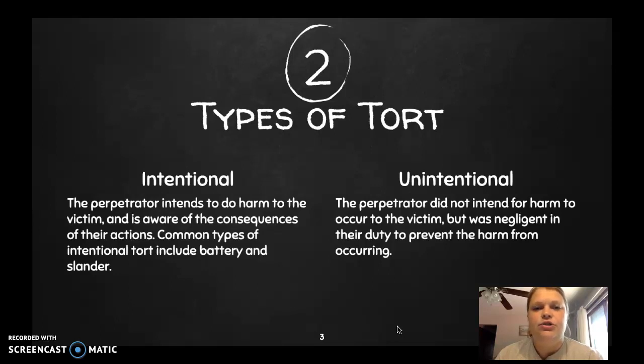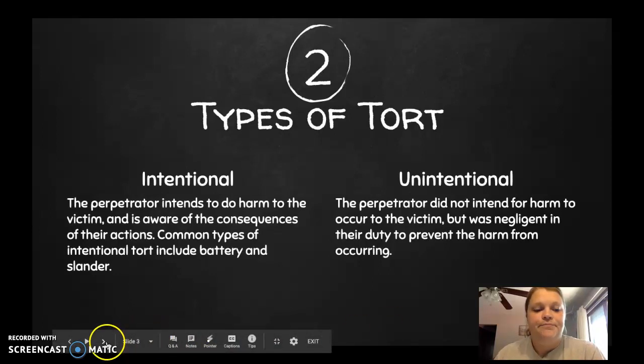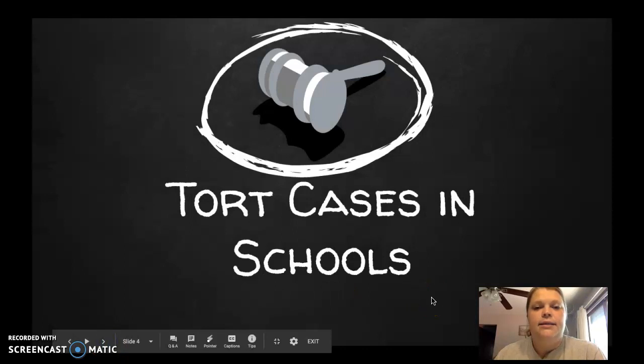Unintentional tort is usually the result of being negligent. So in this type of tort, you didn't mean to cause harm to the student or the staff member, but because you were failing to do your job appropriately, you caused harm to the student in some way. Let's look at 5 different tort cases in schools.